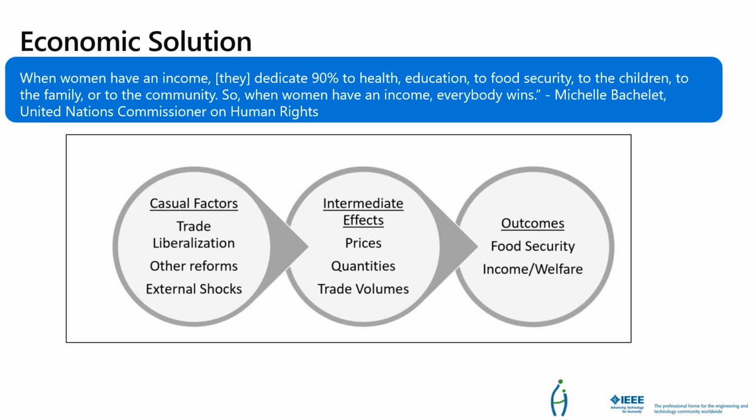What we learned by applying over 30 years of data of economic as well as agriculture yield production is that when women have an income, they dedicate 90% of it to health, education, and food security for the children, the family, or the community. So when women have an income, everybody wins. This is the statement from Michelle, from the United Nations Commissioner on Human Rights.